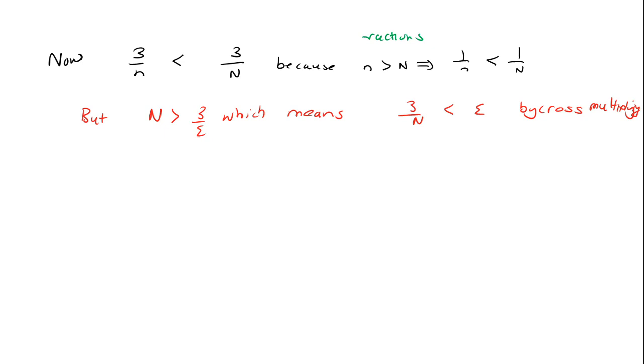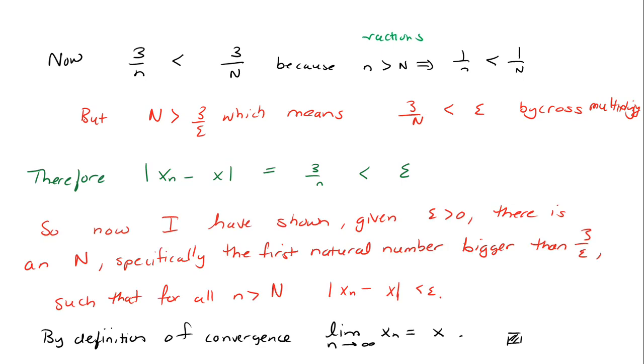But capital N was supposed to be bigger than 3 over epsilon under my left field assumption, which means that 3 over capital N is less than epsilon by cross multiplying. So xn minus x is equal to 3 over n, which is less than 3 over capital N, which is less than epsilon. So what you've shown is that given any arbitrary epsilon, there exists a capital N. Specifically, I found it for you. It's the first natural number bigger than 3 over epsilon, such that as little n's are bigger than that capital N, xn minus x is going to be less than epsilon. That's the definition of convergence. So by definition of convergence, the limit of my sequence is equal to my selection of x.